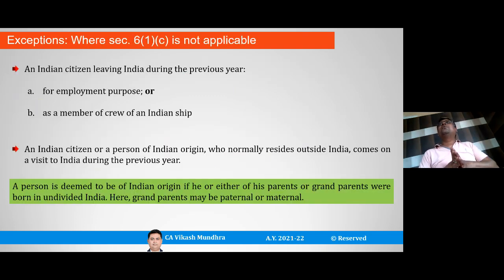Exceptions. There are a few exceptions to rule number two. What is rule number two? 60 days plus 365 days. An Indian citizen living in India during the previous year for employment purposes, or as a member of the crew of an Indian ship. In these two scenarios, suppose you are an Indian citizen living in India for employment purposes, then condition number two is not applicable in your case. That means for determining the residential status of this type of person, condition number two is not relevant.